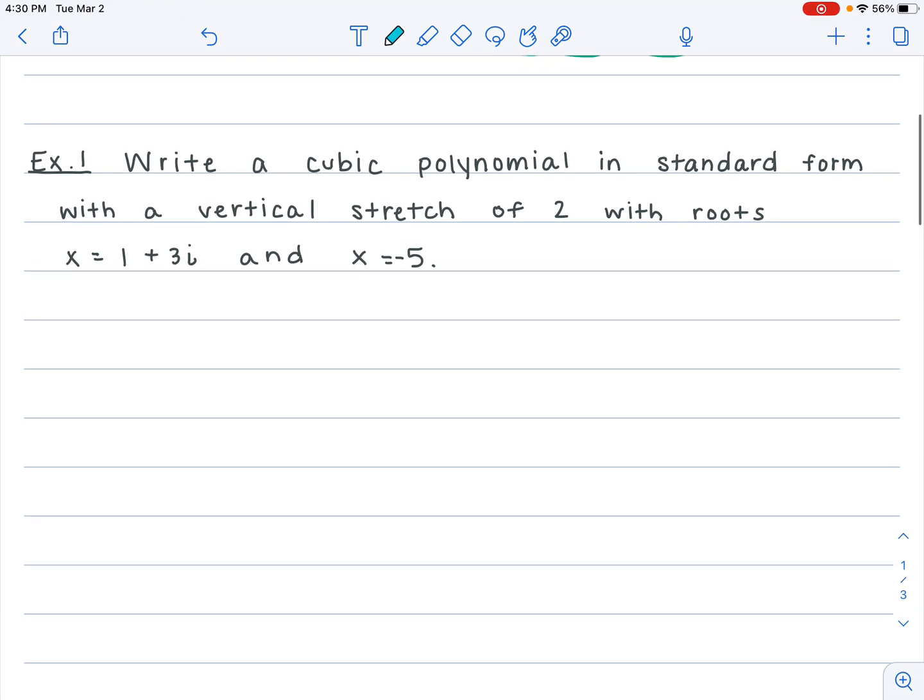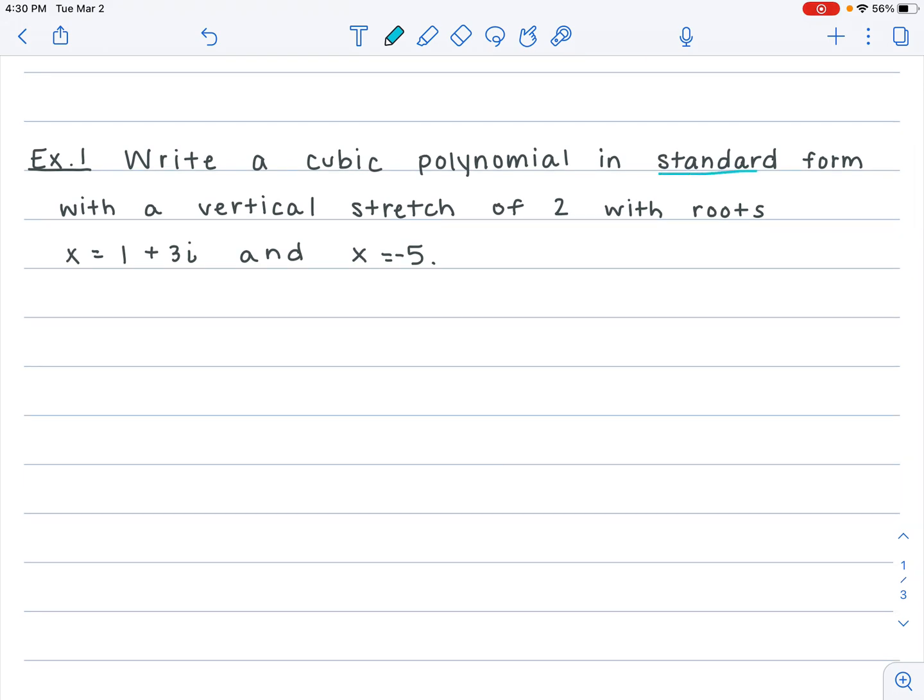So our first example here says write a cubic polynomial in standard form, all right, with a vertical stretch of 2 and with the roots x equals 1 plus 3i and x equals negative 5. So when you're doing a problem like this, you first want to figure out what we're looking for here. So it tells us it's a cubic polynomial, which means that we're going to have 3 different answers here. It has to be in standard form, so it has to be in decreasing order of exponents. Our leading coefficient is going to be 2 here because of that vertical stretch.